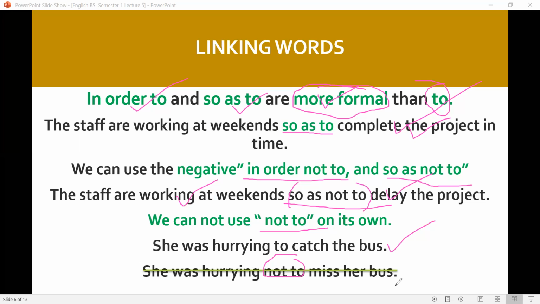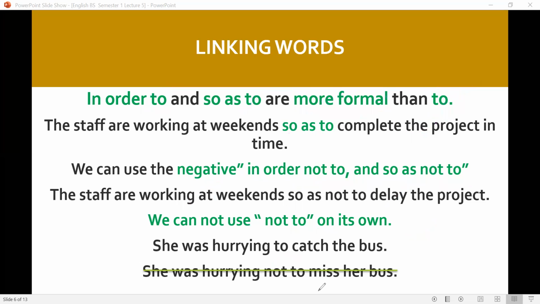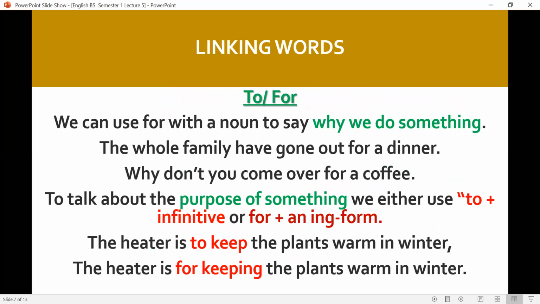Be very careful while using these words to construct a sentence where you are giving some explanation, some reason for doing something. Be very careful of using to and for. We can use for with a noun, to say why we do something. The whole family have gone out for a dinner.